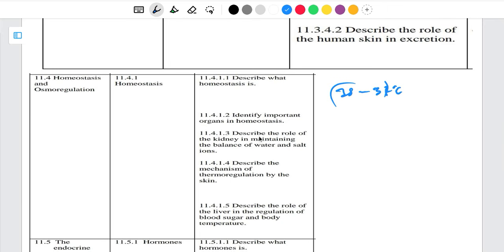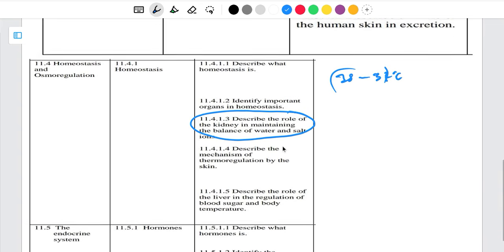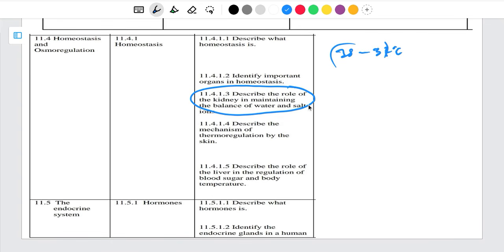So the next one is saying describe the role of the kidney in maintaining the balance of water and salt ions. So this is very, very important. You have to draw the kidney or the nephron. You explain. So for this part, you have to involve the ADH. Okay, so the ADH, which is antidiuretic hormone, is the one which is released when someone is dehydrated to cause the absorption of water in the nephron of the kidney.